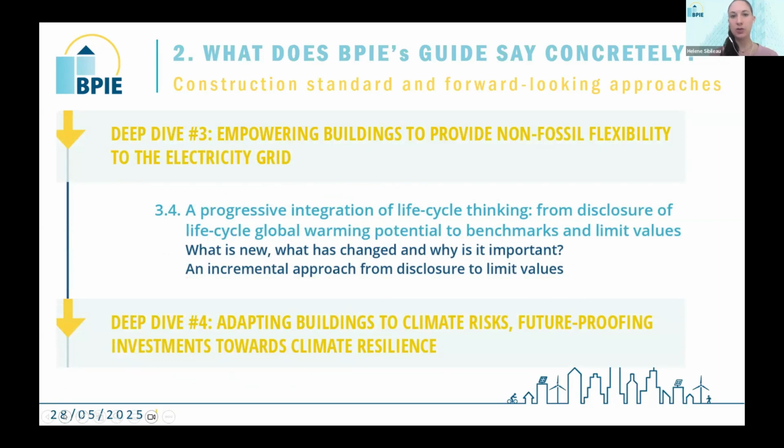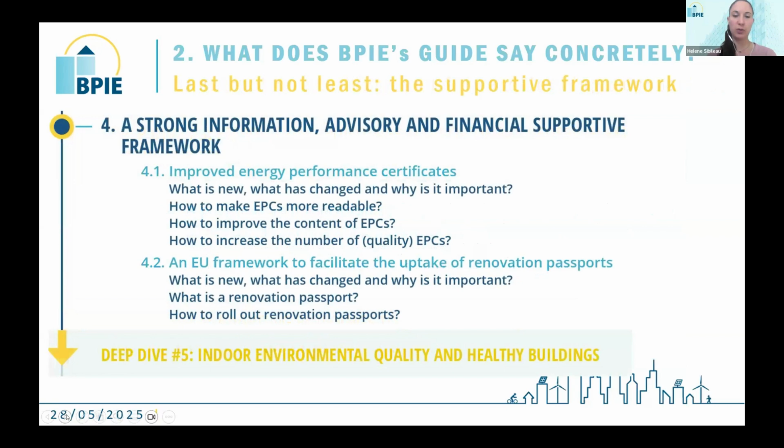As I said, we look at the interactions between buildings and the electricity grids with this flexibility approach. We look at adaptation and climate resilience of buildings, and we also outline a roadmap on how to approach the EPBD measures linked to life cycle thinking, since the EPBD proposes an incremental approach starting from disclosure to then setting limit values. Next slide, the guide then touches upon the supportive framework.